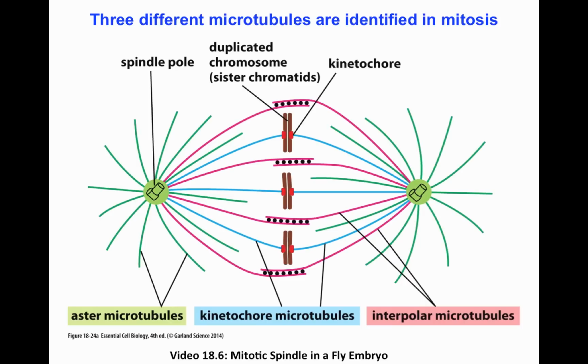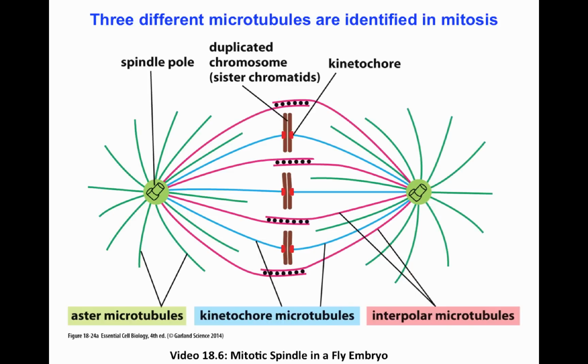In pink, what we have are the interpolar microtubules. Microtubules which are associated with one another in between the two spindle poles. And as I mentioned, proteins like kinesin 14 and kinesin 5 are working to hold these molecules together in place. Last, what you have are the kinetochore microtubules shown in blue. And the kinetochore microtubules are microtubules that are binding to the kinetochore complex next to the centromeres in the chromosome.